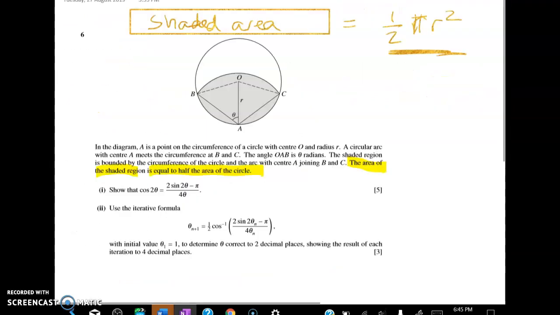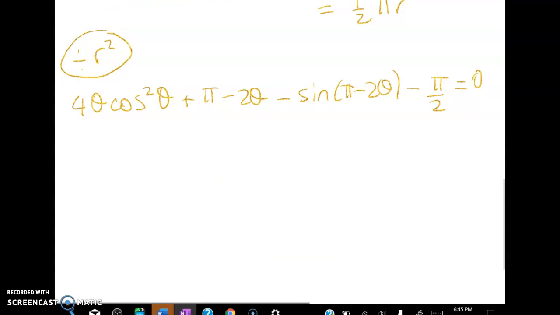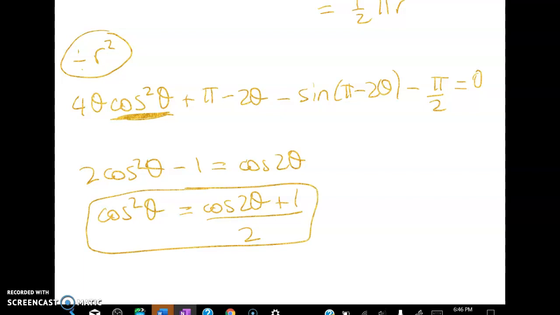Well, I think it's time we went back and saw where we're trying to get to. So looking in the question, we're trying to show that cos 2 theta is equal to 2 sine 2 theta minus pi. So we don't have a cos 2 theta in there yet, but it's very easy to work it in. The cos squared theta, we can switch out for a cos 2 theta, because 2 cos squared theta minus 1 is equal to cos of 2 theta. So cos squared theta is equal to cos 2 theta plus 1 over 2.